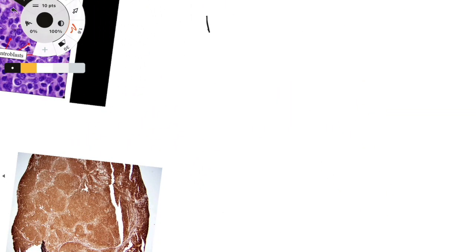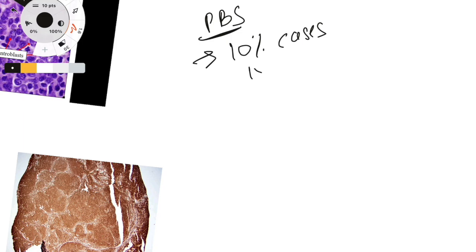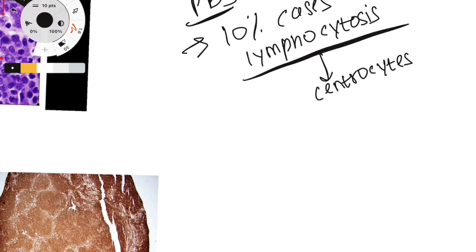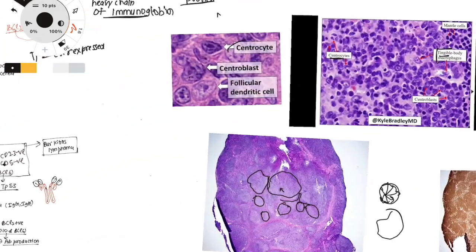And if we do the PBS, then in 10% of cases we get lymphocytosis. Though it is a lymphoma which presents generally in the reticuloendothelial organs, that is why it has been called lymphoma, yes, in 10% of cases we get lymphocytosis, and we see centrocytes in the blood.